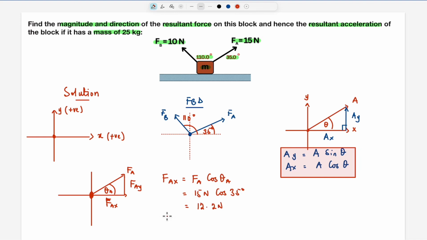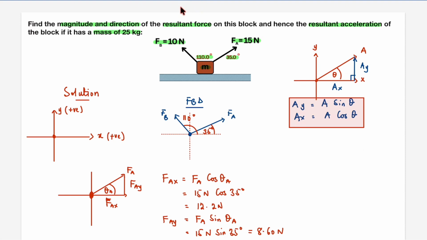All right. If we do the same for FAY, we get FA sine of theta A. So FA, which is 15 newtons, times the sine of 35 degrees, and this is going to give us 8.60 newtons. So these are the horizontal and vertical components of FA acting on this block. And we need to do the same for FB.